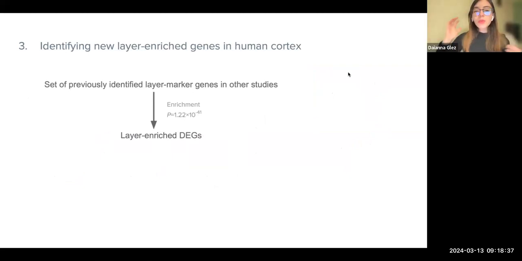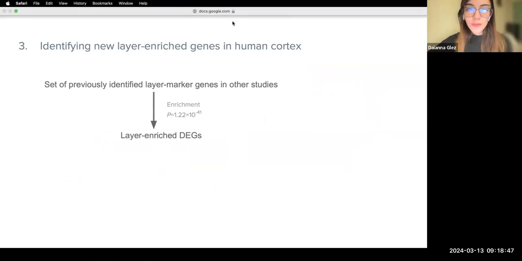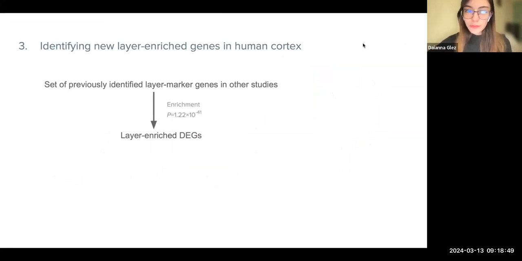Okay, so once they identify differentially expressed genes that are layer-enriched genes in the human DLPFC with these three models, the next thing they wanted to know was if those genes were already reported as layer marker genes before in other studies or if they were new. So they took a set of previously identified layer marker genes from other studies, and they tested for the enrichment of such previous marker genes among the differentially expressed genes that they found that were layer enriched.